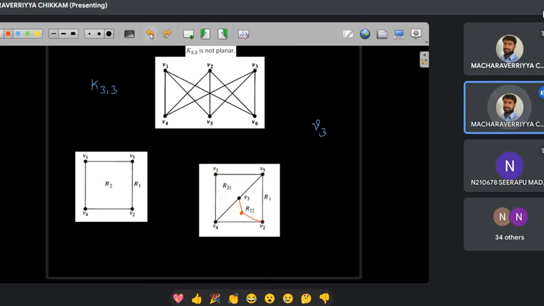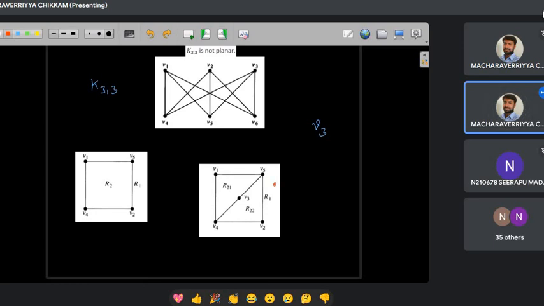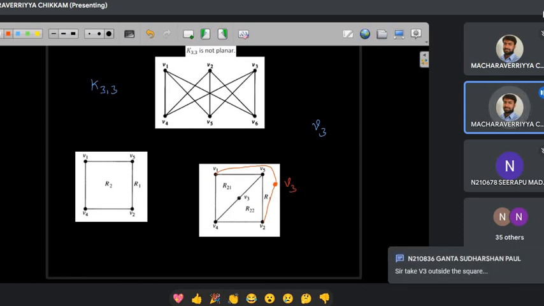Next, let me try it in another region, that is outside. So here. Now if you keep this outside, what happens? It is connected to V2, there is no issue. The connection to V1 is also no issue. But how do you establish a connection from V3 to V6? Without crossing any edge here, you can't move from inside to outside.